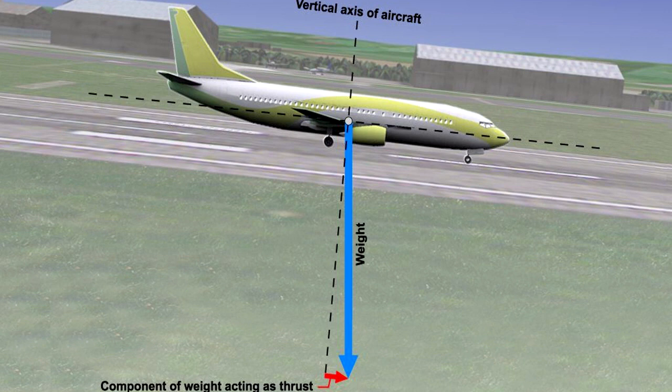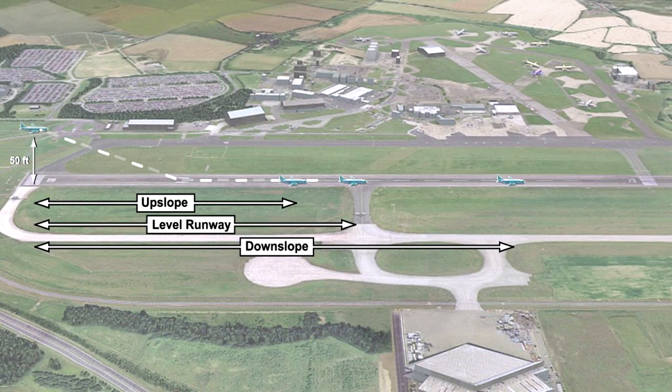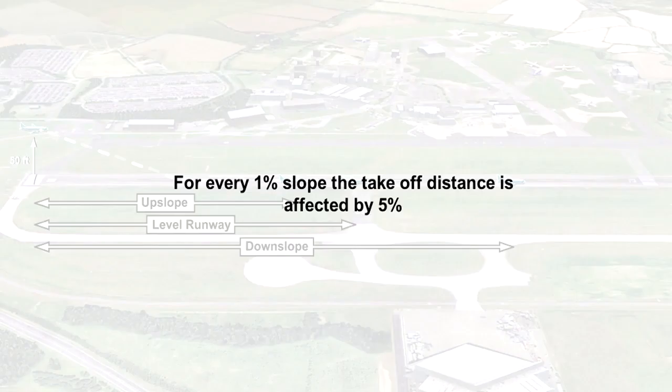Conversely, when the aeroplane is on a downslope, the weight component now acts in the direction of thrust. This adds to the forward force, therefore it will decrease the deceleration and increase the landing distance. A rough calculation to help quickly quantify the effect of slope is to assume that for every 1% slope, the landing distance is affected by 5%, or a factor of 1.05.